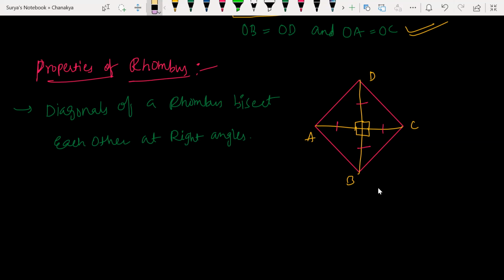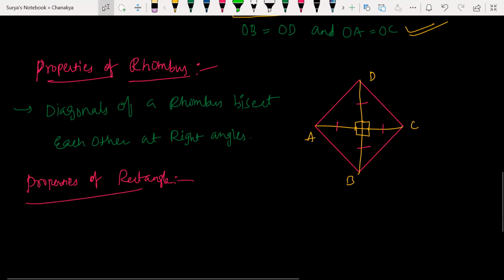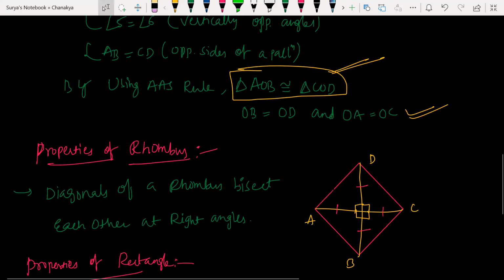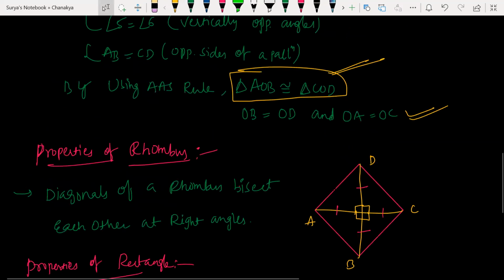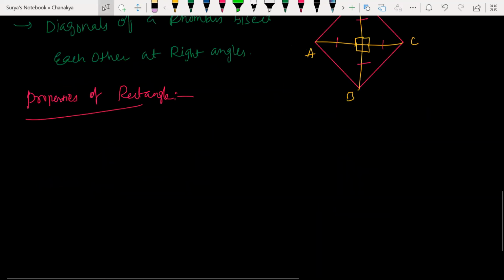So we only have this one. Now properties of rectangle. What one more property can you write? All sides of a rhombus will be equal. Yes or no? Yes, sir. Answer that. Next, very simple. Those are done.